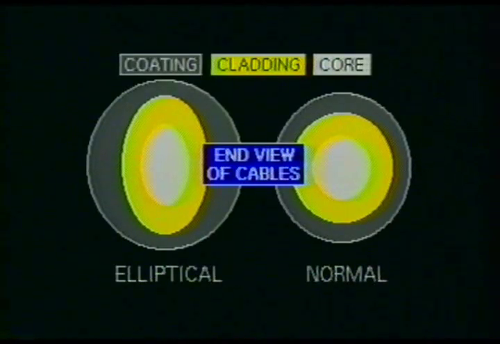Core losses also occur if one of the cables becomes elliptical or out of round. The amount of loss encountered would depend upon the percentage of unmated glass.